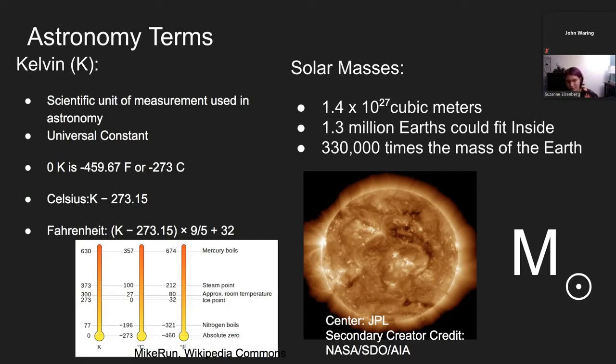In order to measure mass, or how big things are in astronomy, we use solar masses, which is basically just the mass of our sun. So a solar mass is 1.4 times 10 to the 27th cubic meters. To put that in perspective, 1.3 million Earths can fit inside, and it's 330,000 times the mass of the Earth.